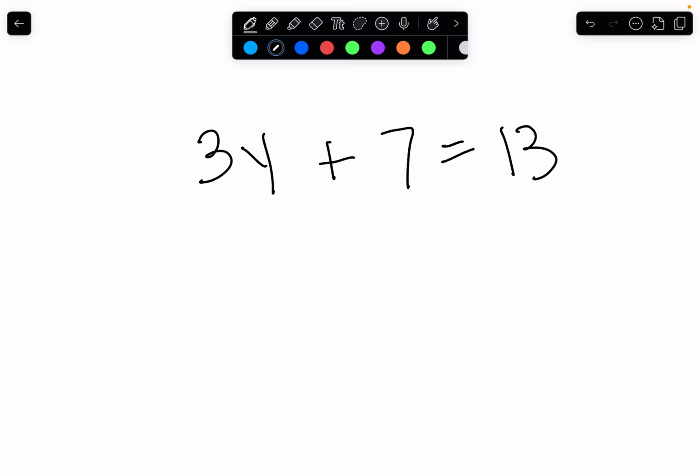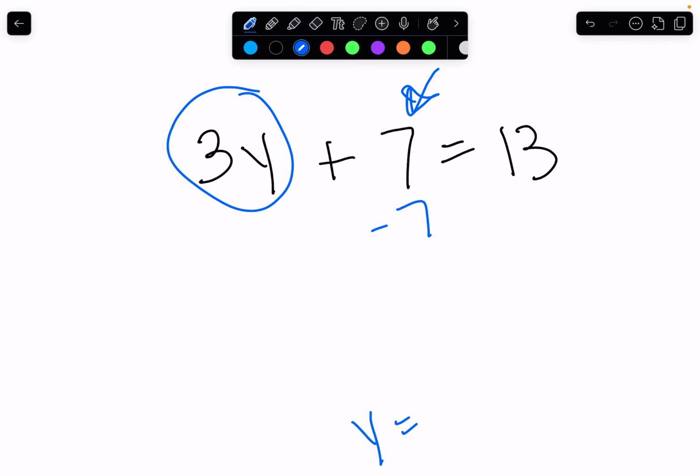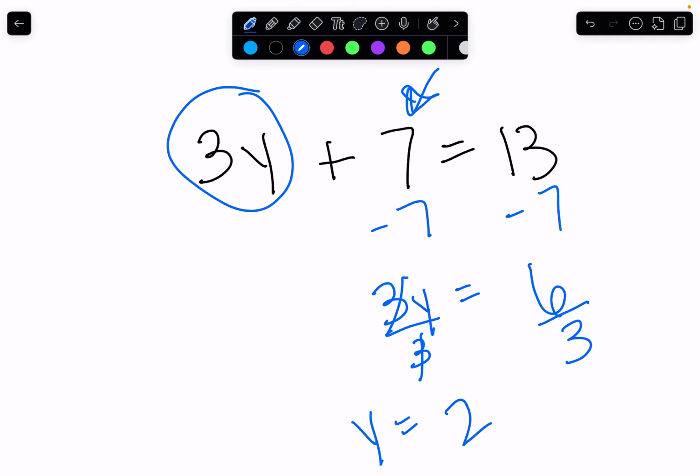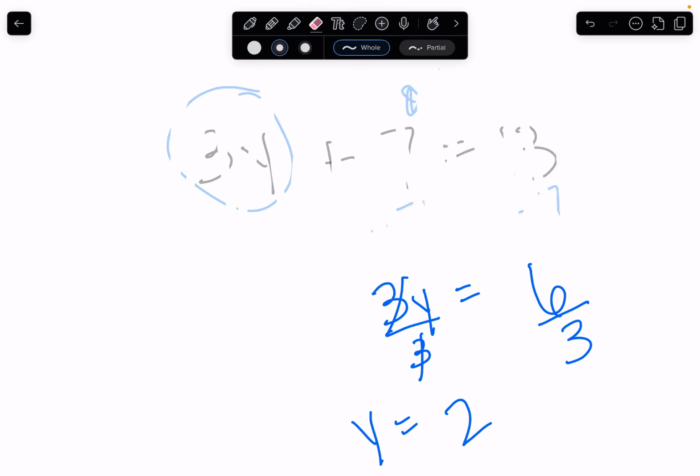Okay, so for this one, we want to get y by itself. Remember, we want to figure out what y equals. So the first thing we need to address is this one right here. So let's subtract 7. We have 3y left on this side. And on this side, we have 13 minus 7, which is going to be 6. And our y is going to be divided by 3. Divide by 3. Our y is going to be 2. Great. All right. Hopefully that was a review for you and you remember.